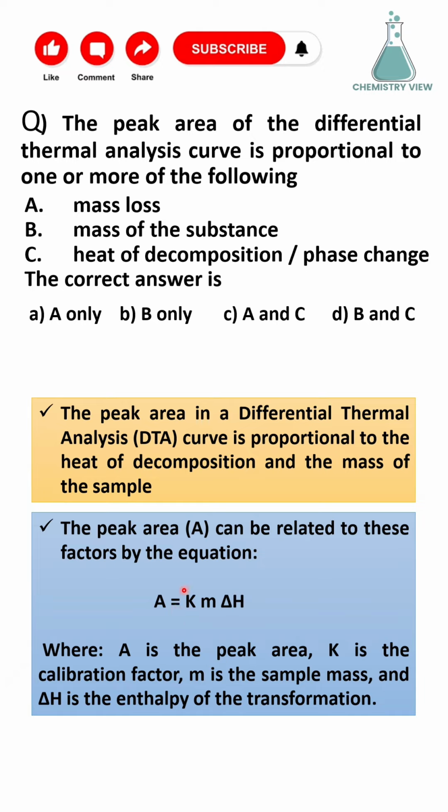That is A = K × m × ΔH, where K is the calibration factor, m is the mass of the sample, and ΔH is the enthalpy of the transformation, that is nothing but the heat of decomposition. So the answer for this question is option D, that is B and C.